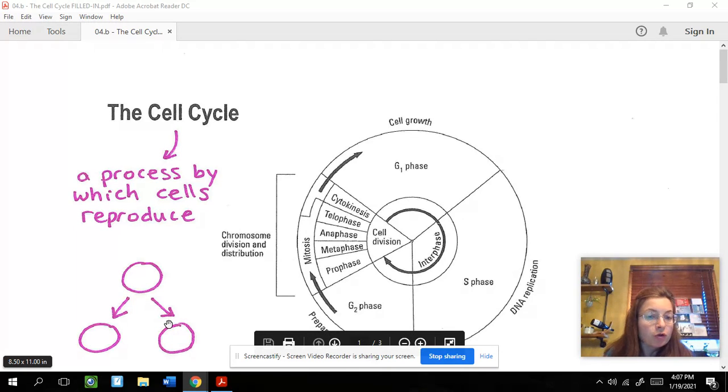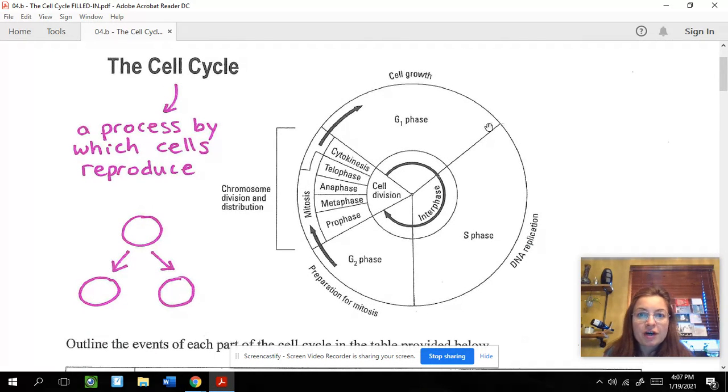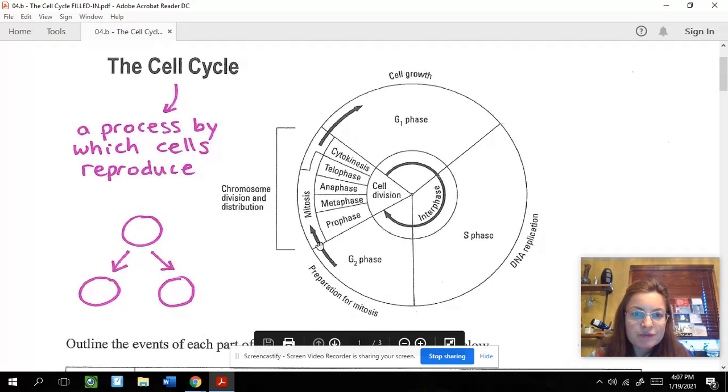Remember that for all regular body cells, the daughter cells are going to be genetically identical to each other and to the parent cell. So a cell does more than just divide. A cell undergoes an entire cycle as part of its life. So we're familiar with mitosis. We've spoken about mitosis before.